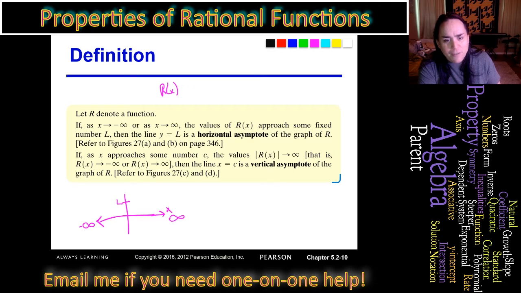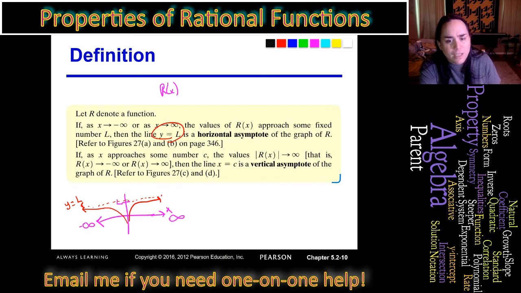Let's say my graph approaches L. It gets really, really close to L, but it never quite touches it. It gets infinitely close. Sorry about the curvy y asymptote there. And maybe it does the same thing on the other side. It never quite touches L, but it gets infinitely close. Then we say the line y equals L. That's this horizontal dotted line, y equals L.